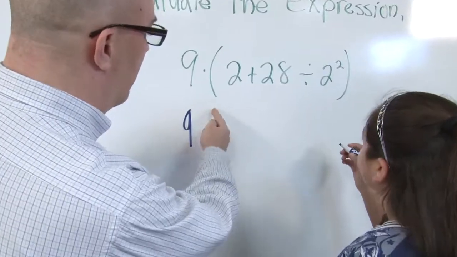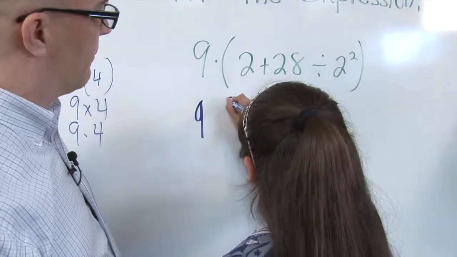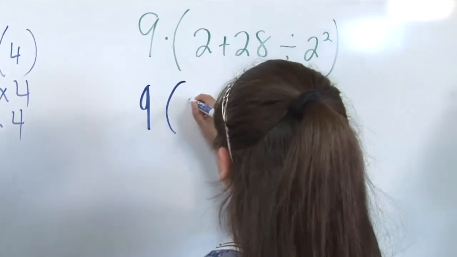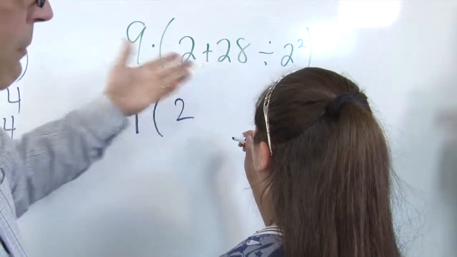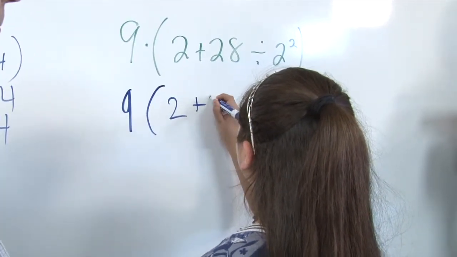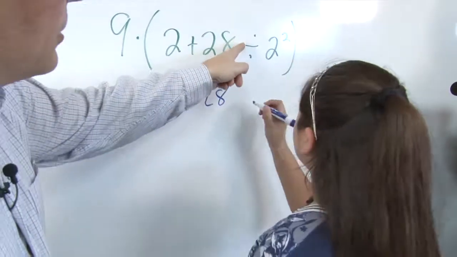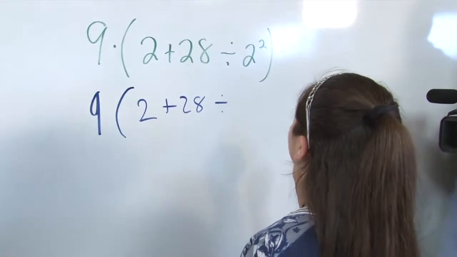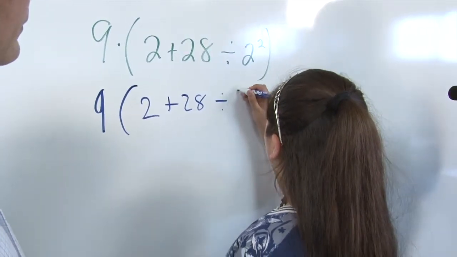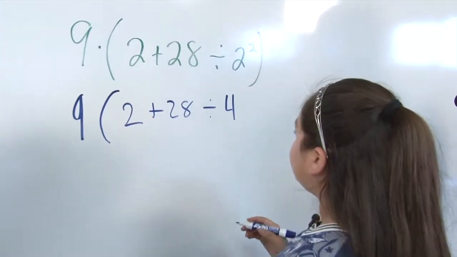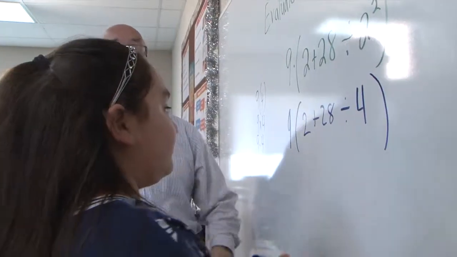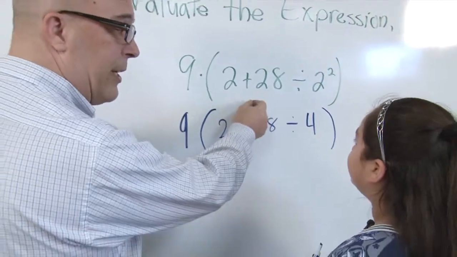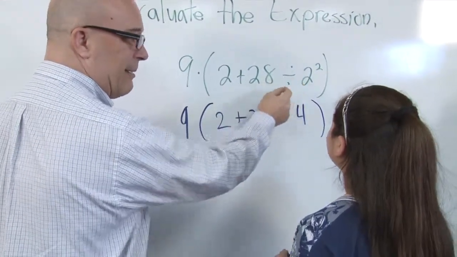So let's go ahead, open a parenthesis right here for me. So the 2, we're not doing anything with right now. So we'll just bring that down. The plus 28, we haven't done anything with that. And then the division symbol. And then the 2 squared becomes a 4. Perfect. So we're going to bring it down and put a 4, and then close that parentheses. Because a lot of times students will go 2 plus 28 first, and they'll write 30, and then it'll get all messed up, right?